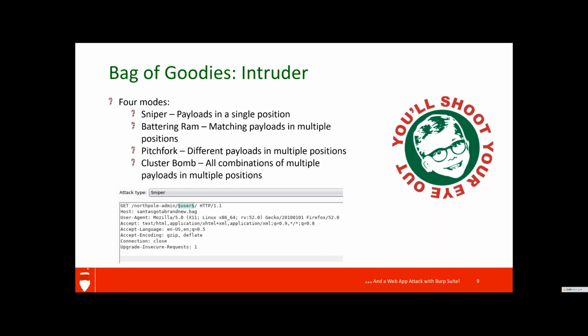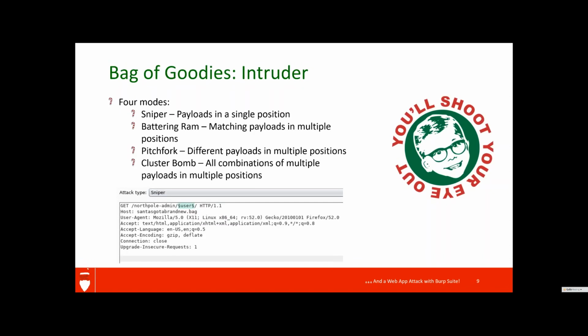Pitchfork will also have multiple positions, but it will have different payloads in each position. So where battering ram is the same payload in multiple positions, Pitchfork is different payloads in multiple positions. And then you have cluster bomb, which is kind of a combination of all of them. All possible payload positions with all possible payloads requested one after another. So it's probably the closest to brute forcing of any of the options, but it does generate a large number of requests.